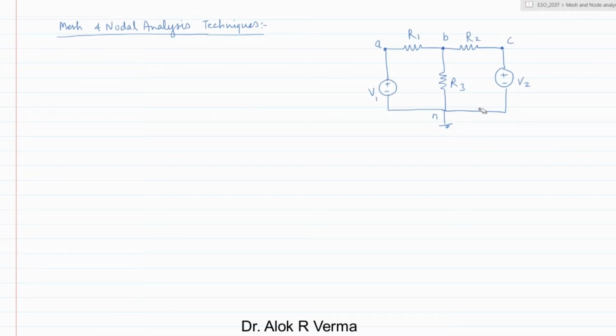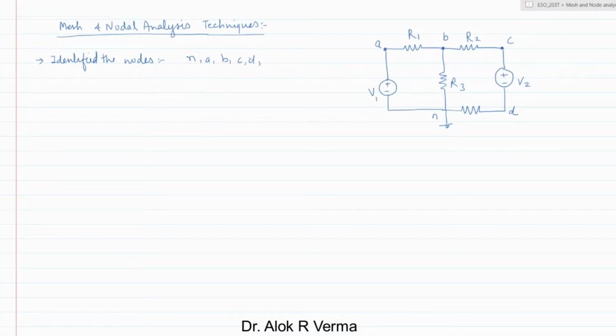So what we can do, we can just assume one more resistor, just to make it a little complex, not very different, but then it will become D. So we have identified the nodes. When we talk about nodes, we have N, A, B, C, D. So these are the nodes.